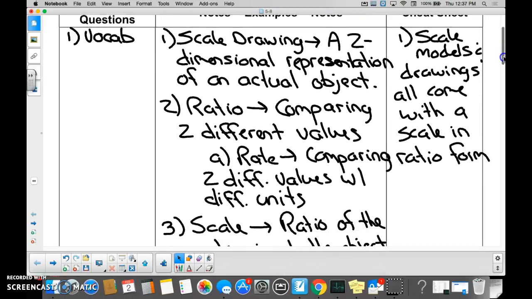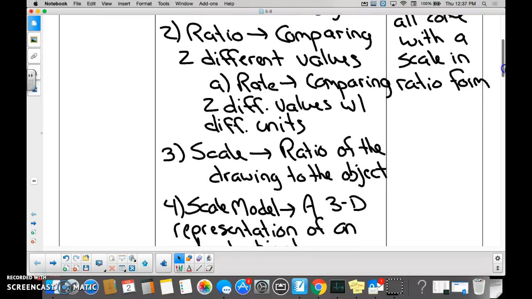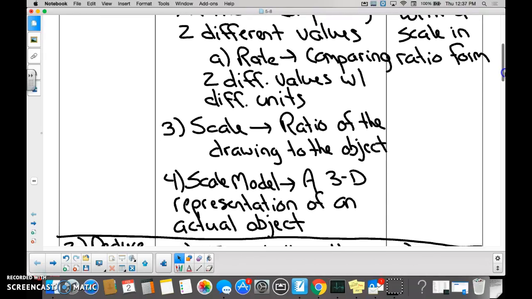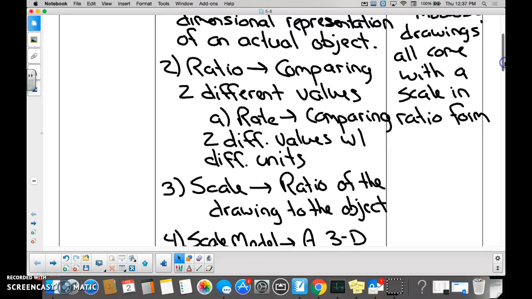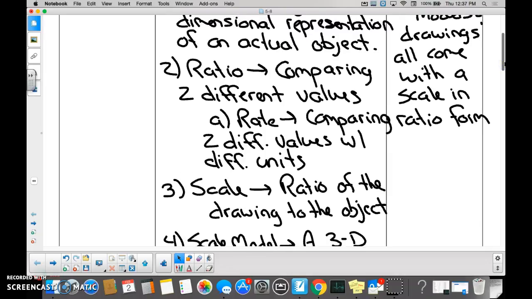Scale drawing, two-dimensional. I'm going to skip down to number 4, scale model, three-dimensional. So a drawing is on paper, a model is an actual thing that you can hold in your hand, right? Okay. Ratio is a review.